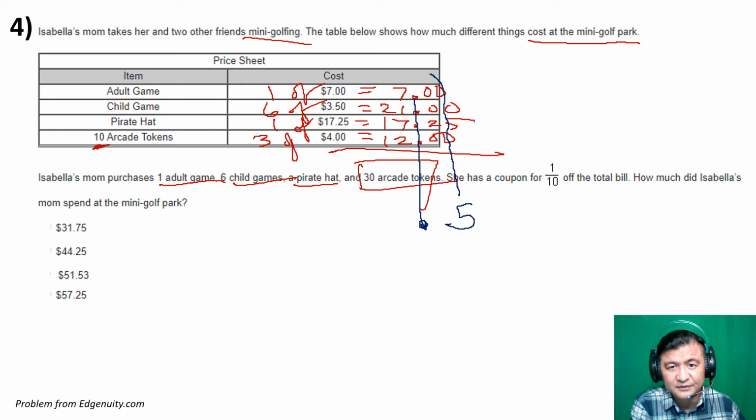0.50 is a 5. What goes down here is a 2. All right. And then 7, 14, 15, 17, carry 1. So 2, 3, 4, 5, 57.25.